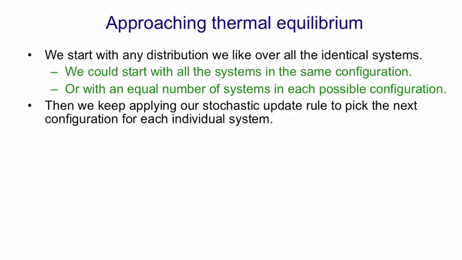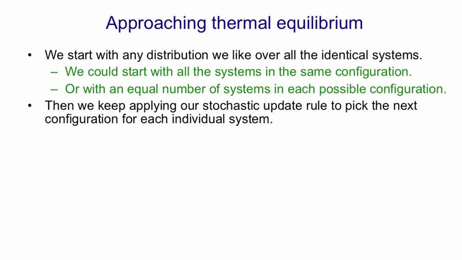And then we're going to keep applying our stochastic update rule, which in the case of a stochastic Hopfield net would mean you pick a unit and you look at its energy gap and you make a random decision based on that energy gap about whether to turn it on or turn it off. Then you go and pick another unit and so on.